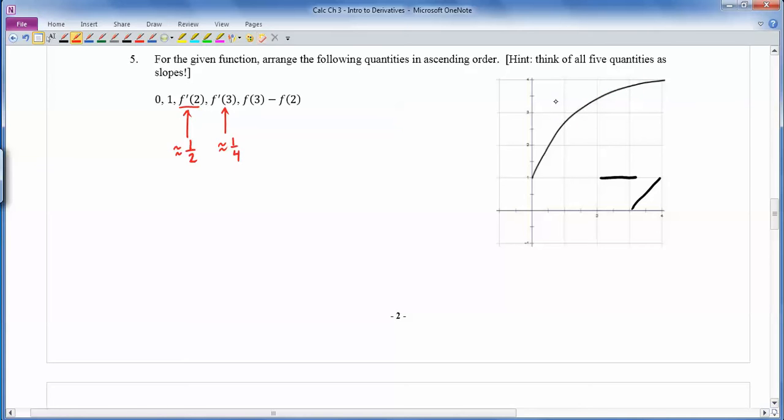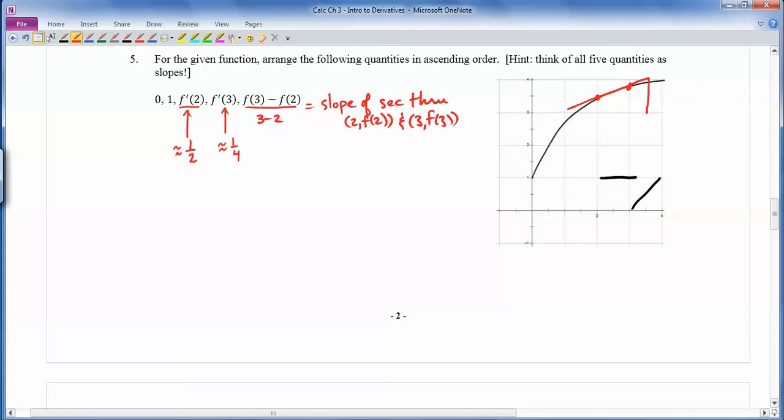Now we got one more to do, f of 3 minus f of 2. You could just subtract whatever you think f of 3 is and f of 2, but if you wanted to think of it as a slope, think of it like this. It's over 1, which is 3 minus 2. So this is y2 minus y1 over x2 minus x1. This is the slope of the secant through 2, f of 2 and 3, f of 3. So that's the line that goes right through these two points.